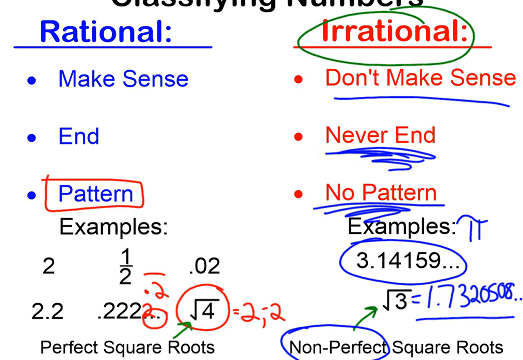So as we go through solving our quadratic equations, we are going to get square root answers. We are also going to be classifying them as either rational because they are perfect square roots, or irrational because they are non-perfect square roots.